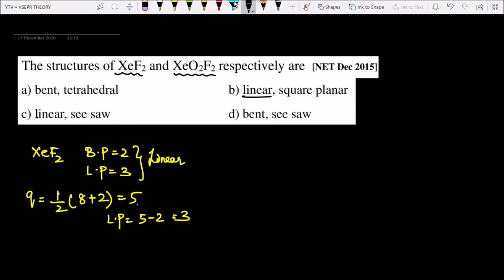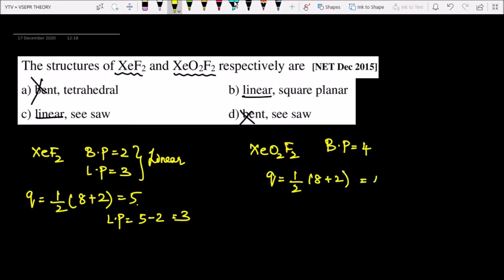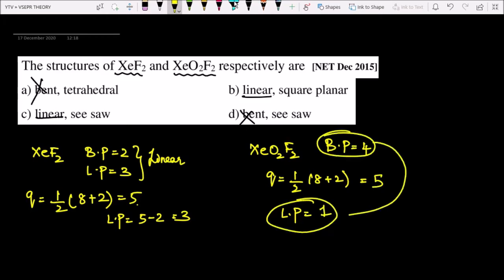Then if you consider XeO2F2, again, what is it? Bond pair is equal to 4 and quotient is equal to half into 8 plus 2, so it's equal to 5. Right, the quotient is equal to 5. So the lone pair is equal to 1. So bond pair is equal to 4 and lone pair is equal to 1. So the shape is going to be seesaw. So the correct answer is option C.